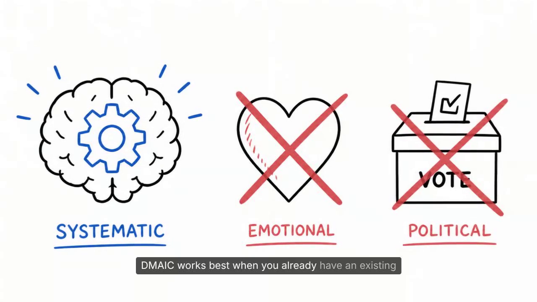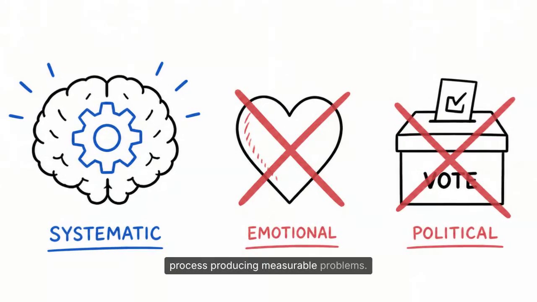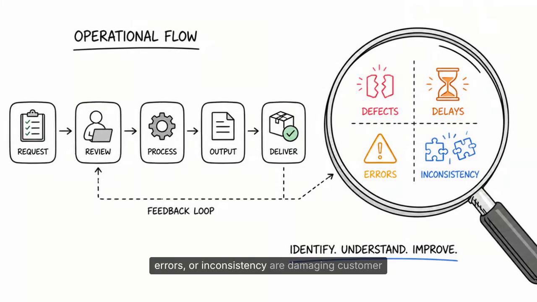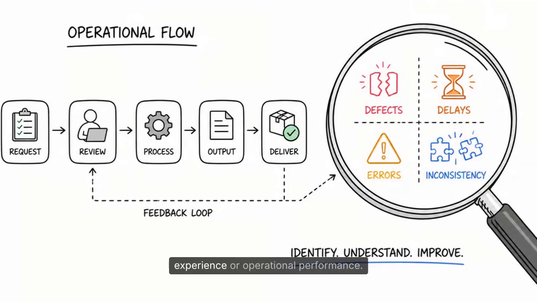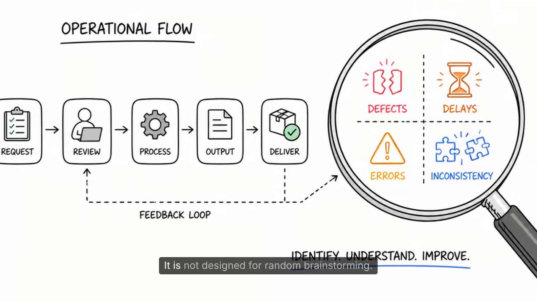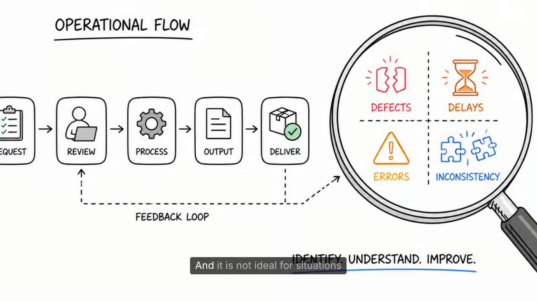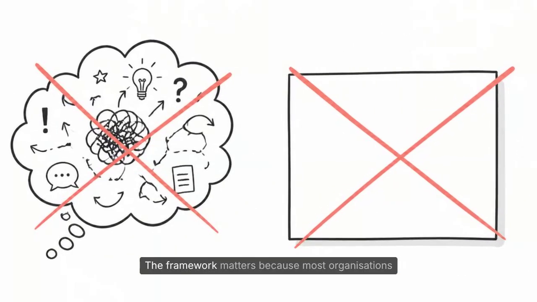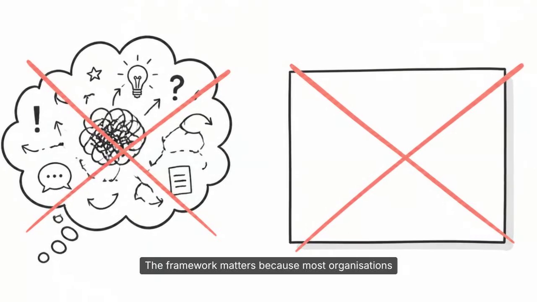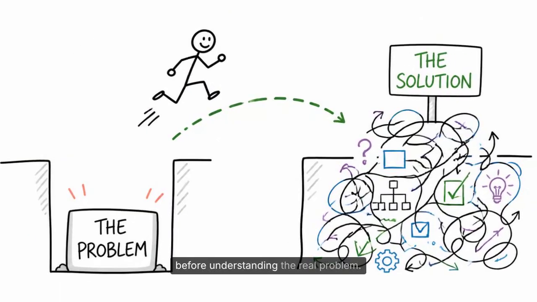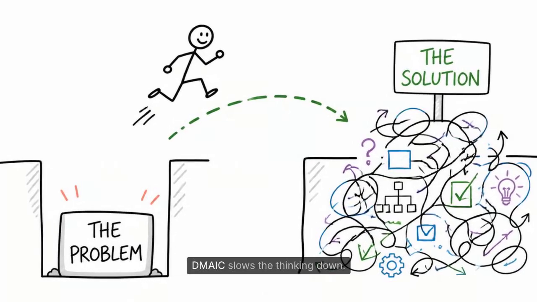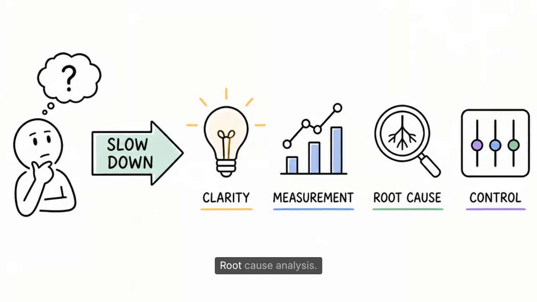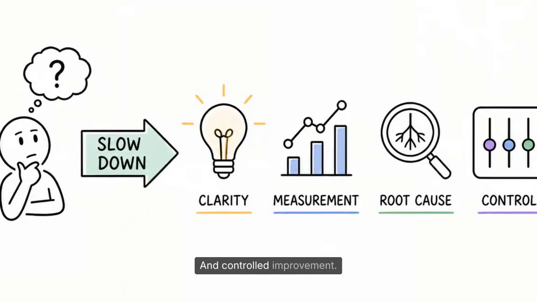DMAIC works best when you already have an existing process producing measurable problems. It is especially effective when defects, delays, errors, or inconsistency are damaging customer experience or operational performance. It is not designed for random brainstorming, and it is not ideal for situations where no stable process exists yet. The framework matters because most organizations jump straight into solutions before understanding the real problem. DMAIC slows the thinking down. It forces clarity, measurement, root cause analysis, and controlled improvement.